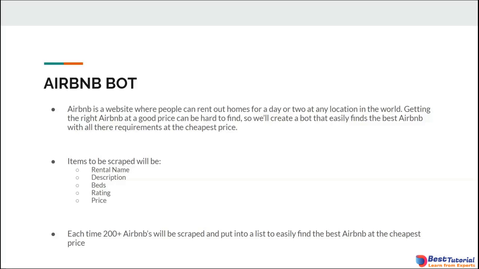The items in this bot that we're going to scrape are the rental name, so just the name of the listing, the description of the listing, how many beds there are, the rating, and then the price. Each time we're going to get about 200 Airbnbs scraped. And again, we're going to put it into a list, so it's easy to find the best Airbnb at the cheapest price.